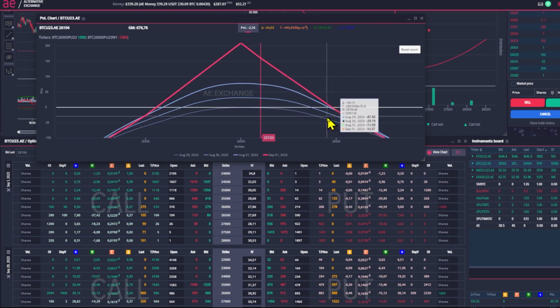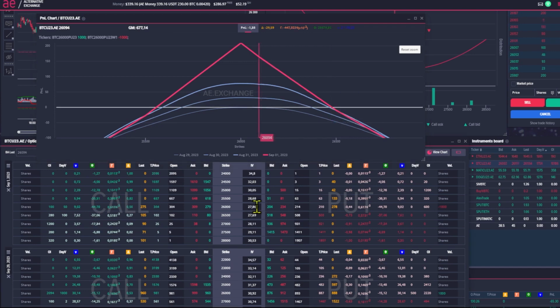What can we do for protection? First of all, it is delta hedging. This will help to protect the no-loss point of 26,500 and 25,500. If the price goes higher, you need to enable delta hedging or do everything manually, buy futures or sell them. On the AE exchange, there is a robot, Delta Hedger, that can do everything for you. Or the easiest option, close the strategy. If the price brings risk and loss, you can close it.